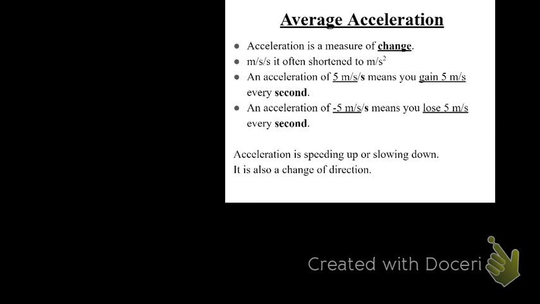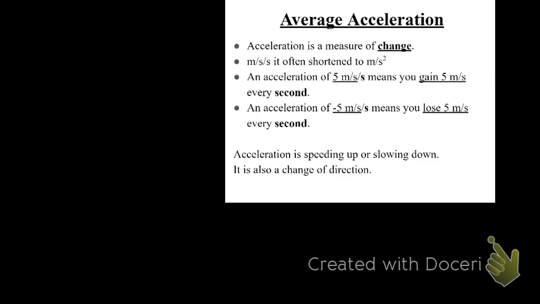So that brings us to acceleration. Acceleration is a measure of change. Remember, we talked about that with our force unit. Acceleration is a change in speed. So it's related to speed, but it's not the exact same. And this tells us how much it's changing per second. So we will have meters per second per second. That's m over s, which is often shortened to m over s squared. So that's meters per second squared. That's where we get that unit for acceleration.